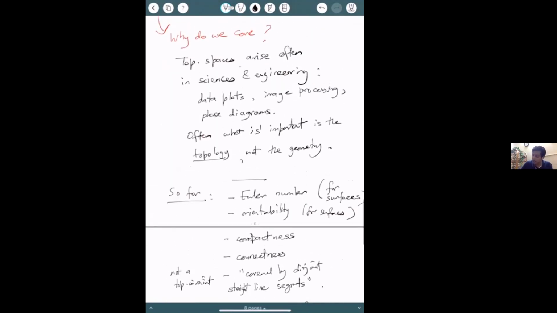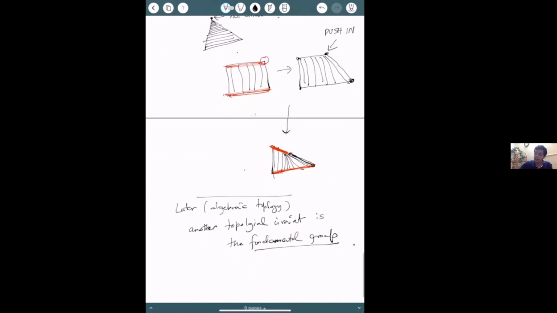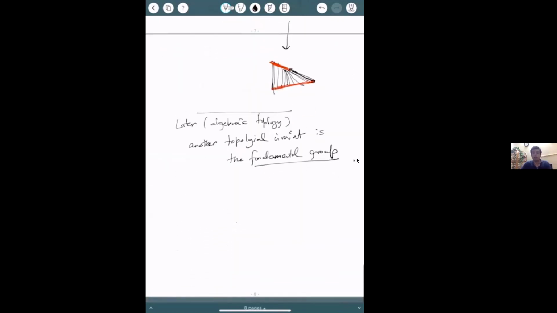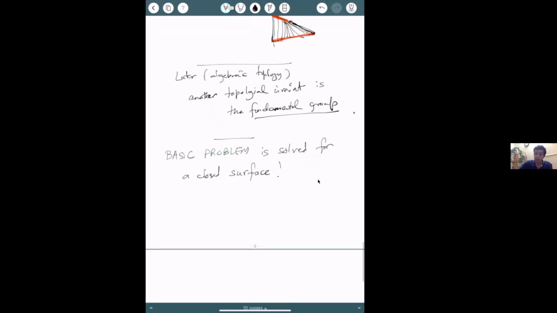Well, we've already seen how for a surface this completely solves the basic problem, at least for closed surfaces. So let me just mention what I said. The basic problem of topology is solved for a closed surface, right? This is basically the classification of surfaces. And let me define more carefully what a surface is. It's something I promised to do much earlier.